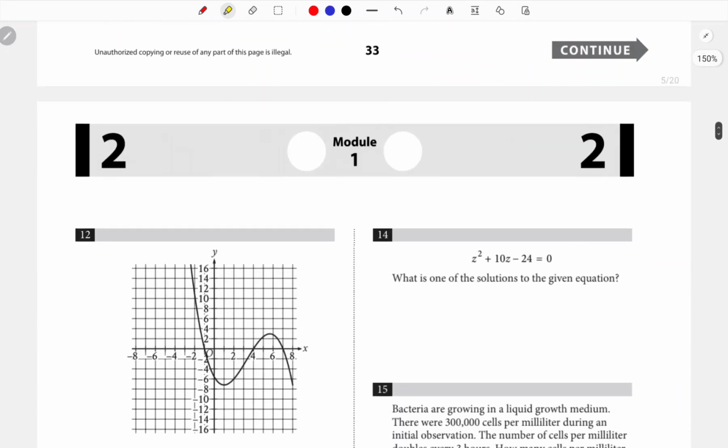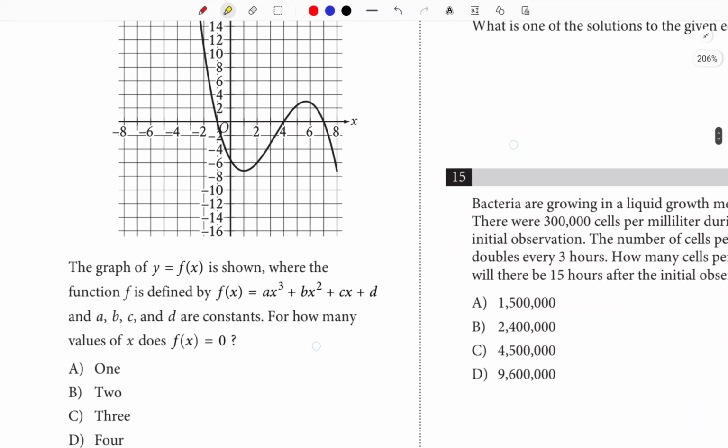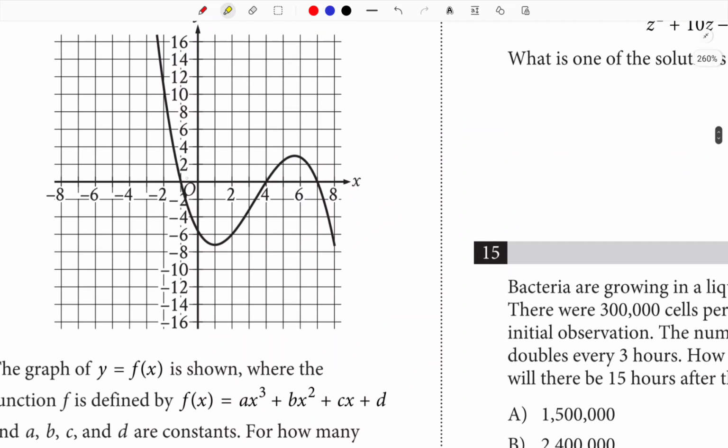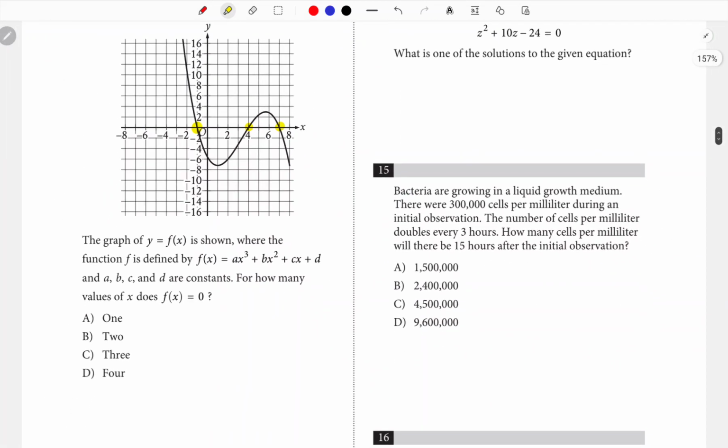It's an easy question. The graph y is equal to f of x is shown, where the function f is defined by f of x, and a, b, c, d are constants. For how many values of x is f of x equal to 0? When f of x is 0, here, here, here, and I see that it is 3 times.